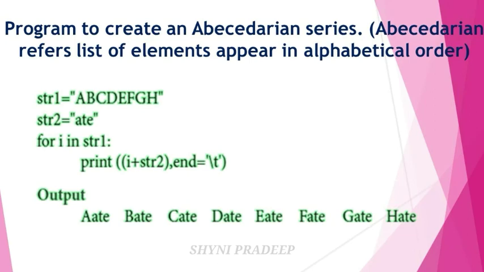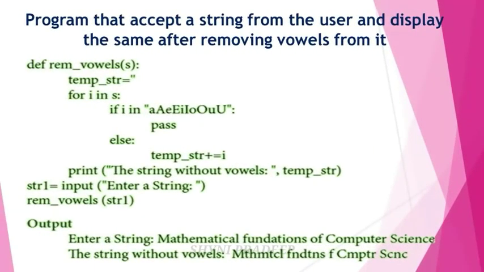And next, a program that accepts a string from the user and displays the same after removing vowels from it. Okay. Here you are entering one string, that is mathematical foundations of computer science. You have to remove all the vowels in that string. Okay. So for that, here remove vowels is the function, and within that a parameter is given, and temp str, that is a variable, is equal to single quotes, and next for I in S.